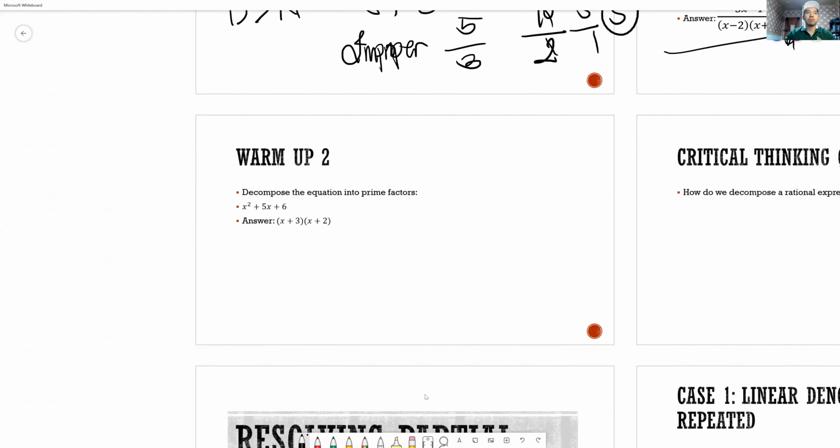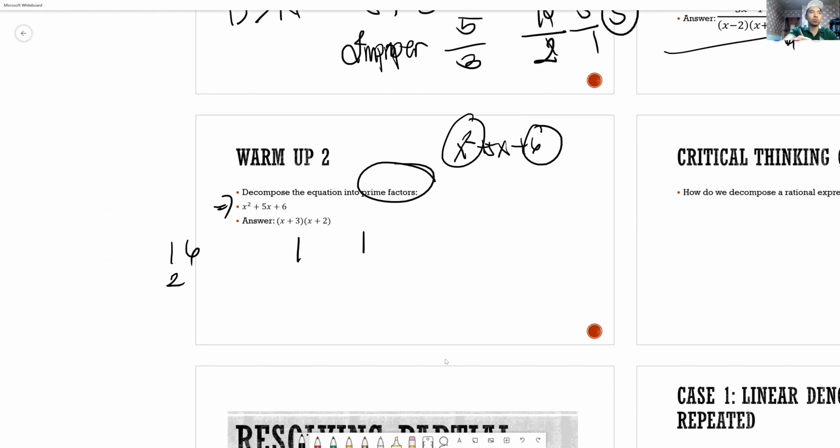Okay. So let's now have another warm-up here. What if you are asked to decompose this one into prime factors? We have x squared plus 5x plus 6. So what are the factors? We take the factors of x squared, that's 1 and 1. And 6 would be 1 and 6, 2 and 3, and then it will reverse. So let's try 1 and 1, 2 and 3. Crisscross, 3, 2. Can 2 and 3 form 5?